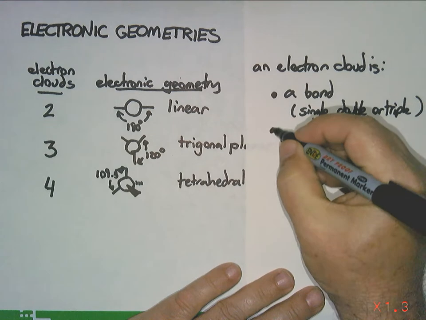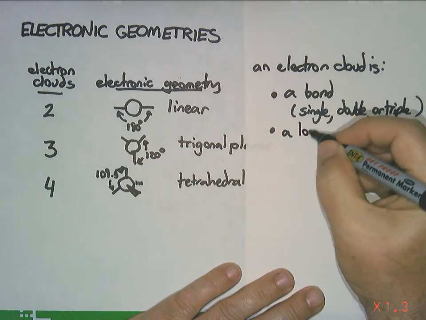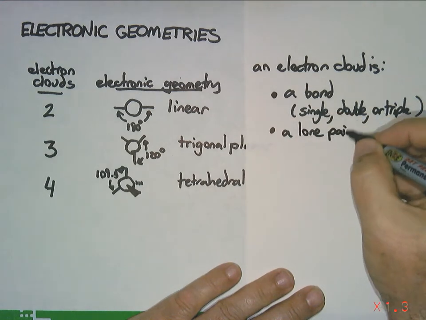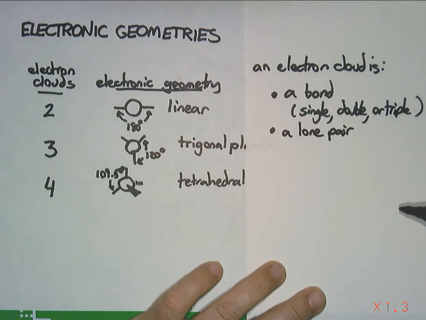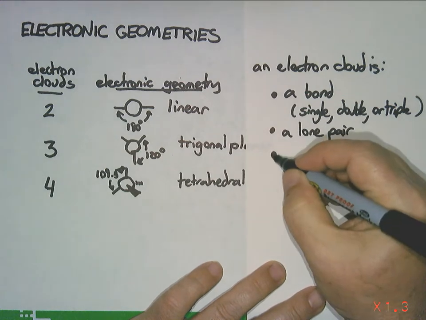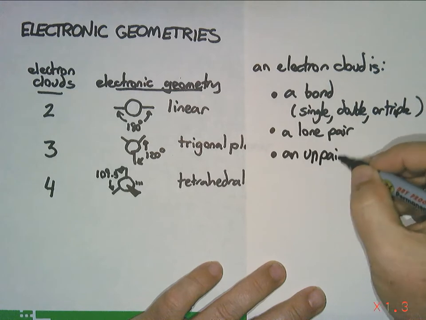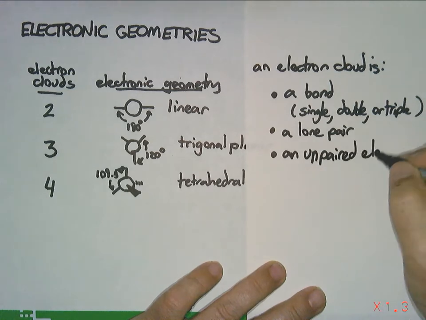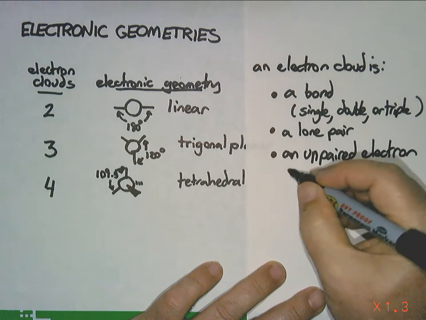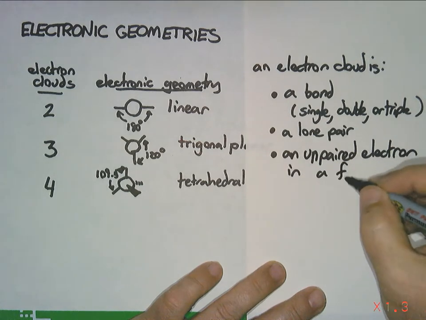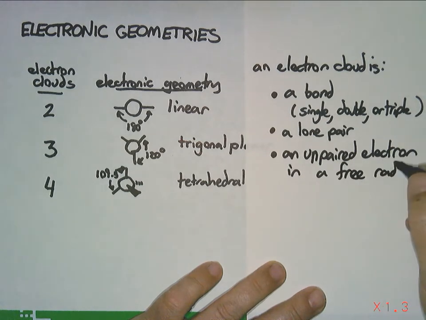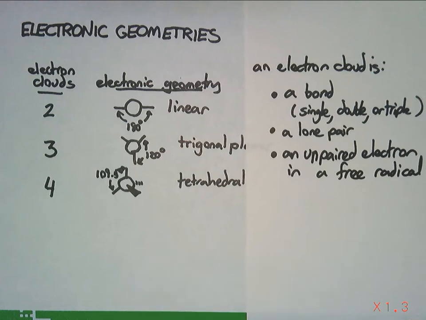Now, another thing it can be is a lone pair. That counts as an electron cloud. And an unpaired electron in a free radical, that also counts as a cloud. That one unpaired electron, that one lone electron, can count as an electron cloud.